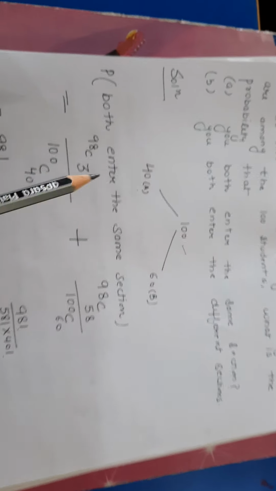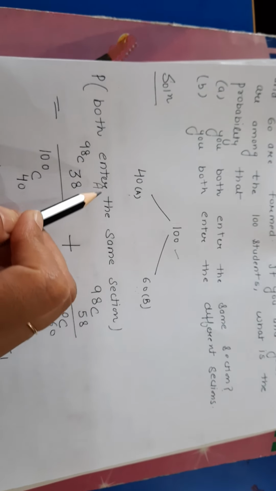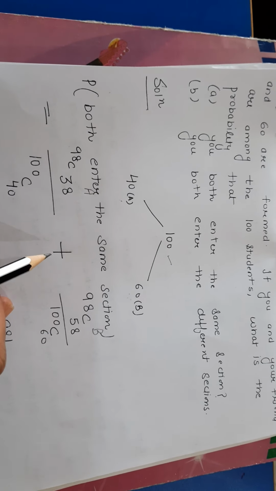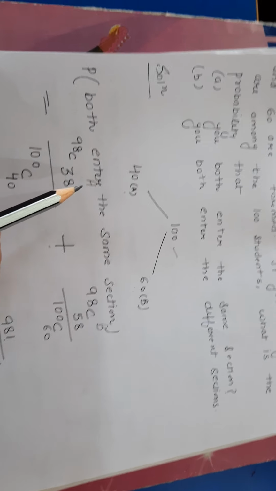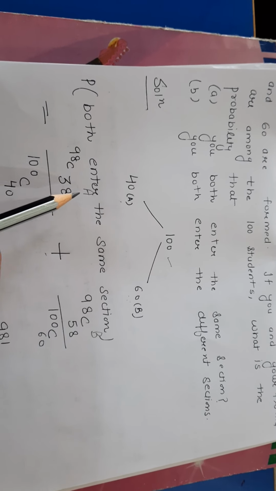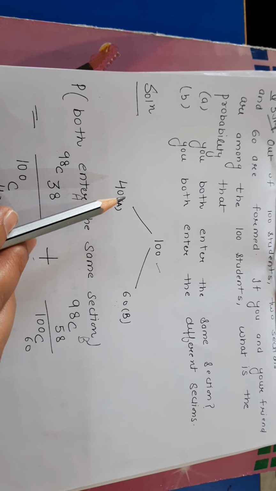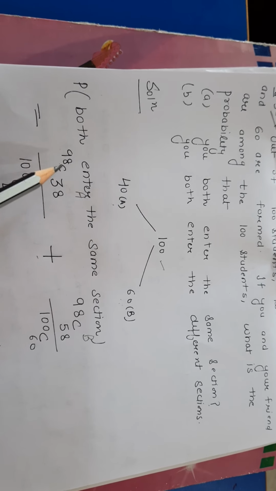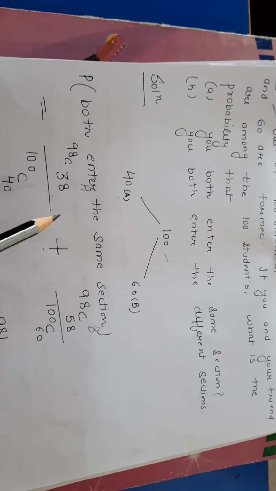The first case, you both enter the same section. That means either you are entering section A, you and your friend, or section B. Or means addition. Now if you both enter section A, then we have 2 students, you and your friend, already for section A. That means now in section A we have to select total 40. From 40 we have 2 already there, right? That means now from 98 you have to select 38, and the remaining students will be in section B.